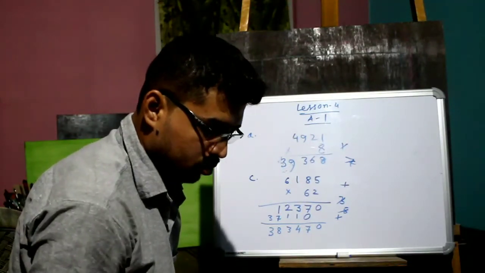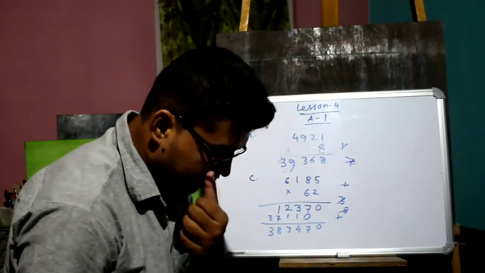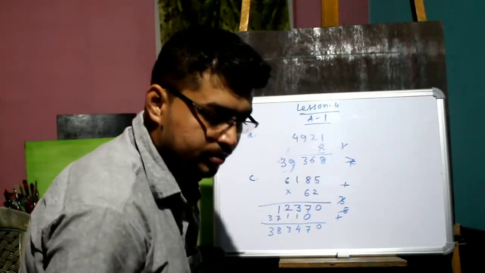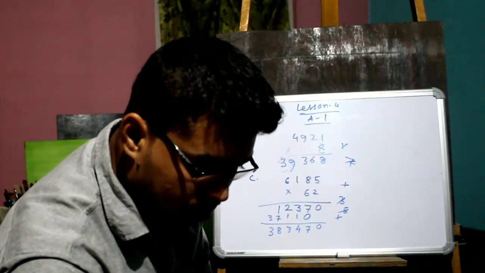D, E, F. Here is a 4-digit number with a 3-digit number. So put this.